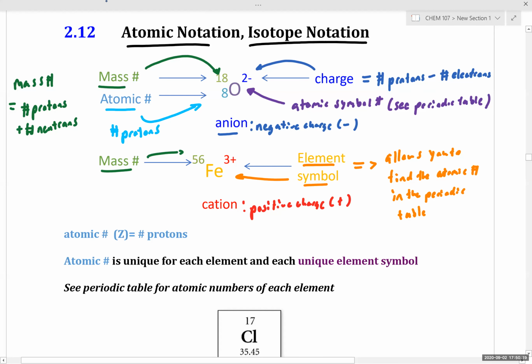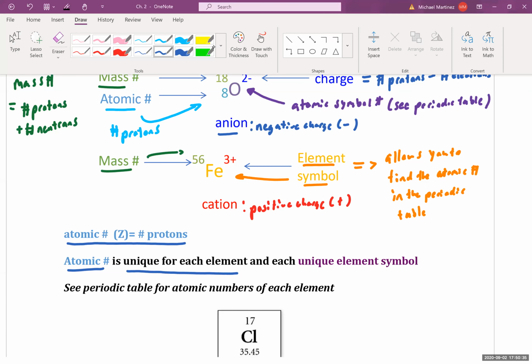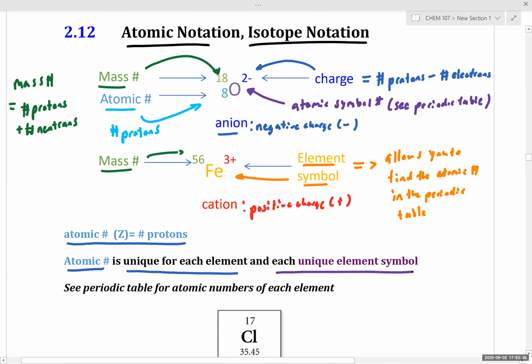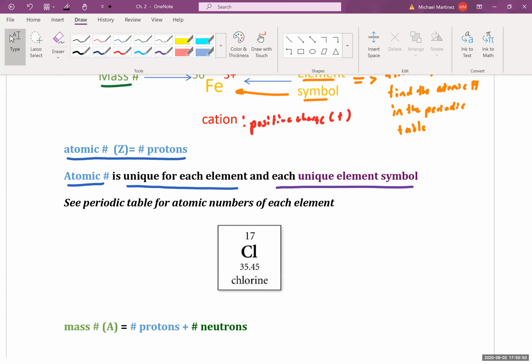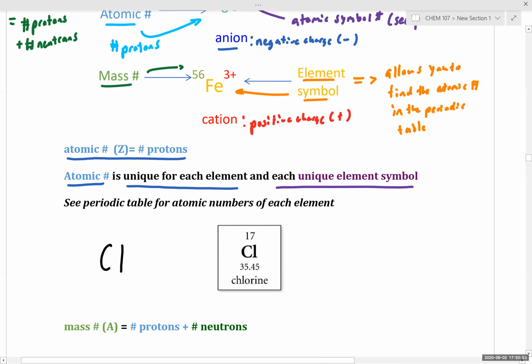So let's start with the easiest one, the atomic number. So the atomic number indicates the number of protons that our atom has. Atomic number is unique for each element, and it's unique for each element symbol as well. It's a little redundant, but in isotope notation, it's easier just to look at the element symbol to identify the element. So, for example, if we're given the symbol for chlorine, we can actually look up from the symbol the atomic number.